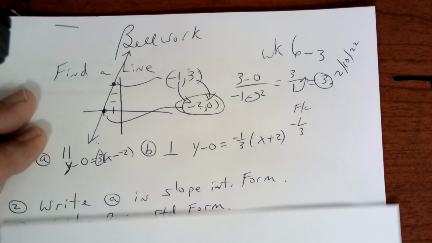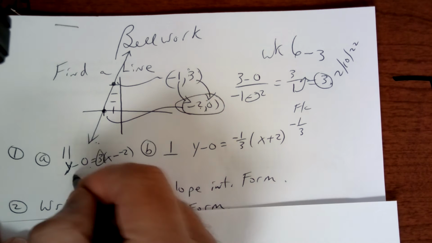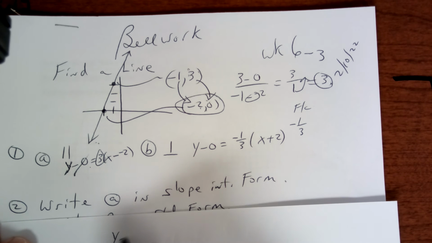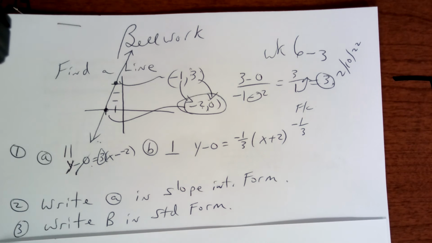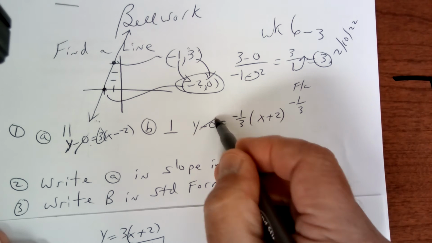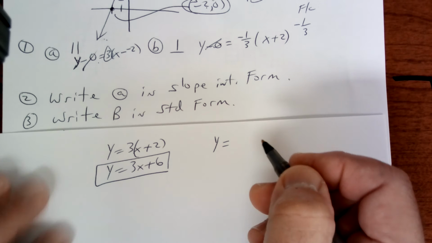The next one says write in slope-intercept form. Well, you're going to take this, the 0 you can just get rid of, so you get y equals 3x plus 2, or 3 times x plus 2, so y equals 3x plus 6. That's the answer for slope-intercept form. And then finally, write b in standard form. You can get rid of this and you can say y equals, let me move this up, sorry about that.